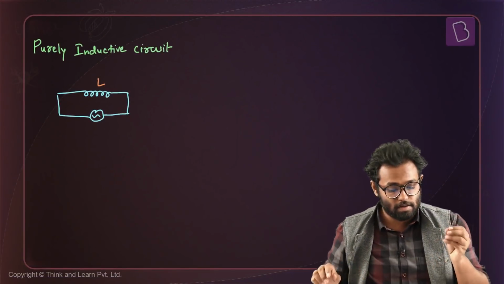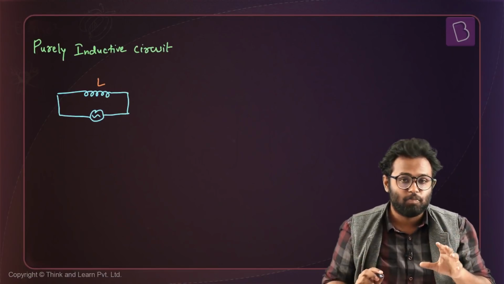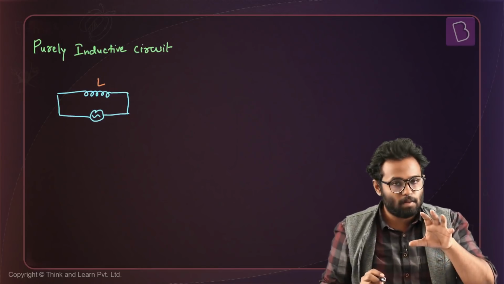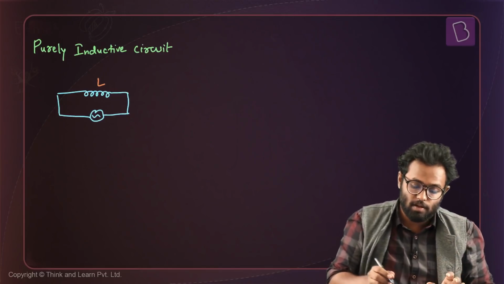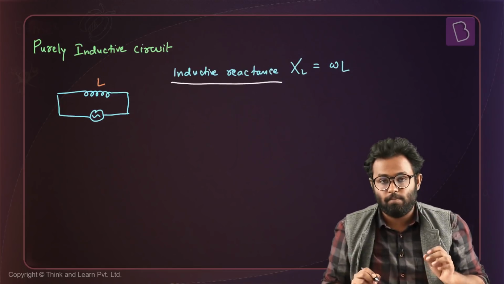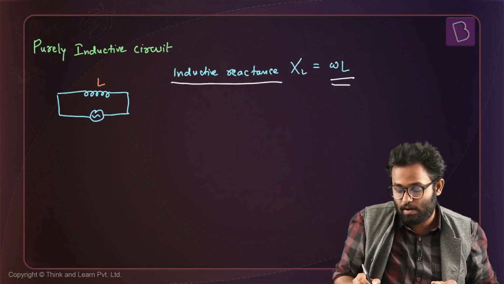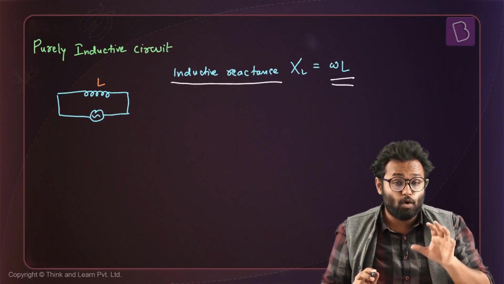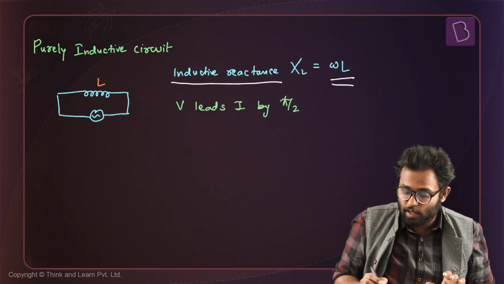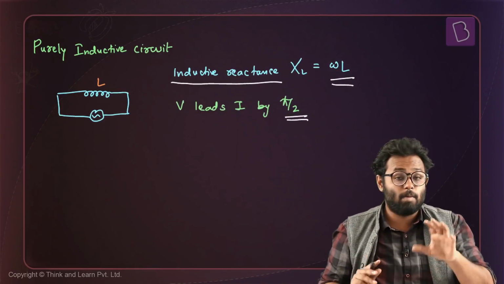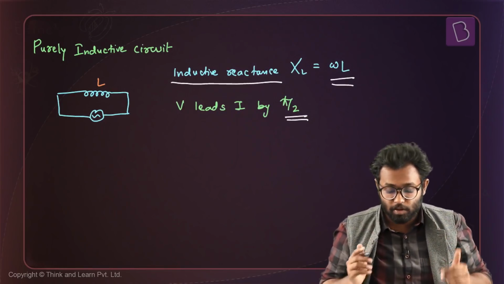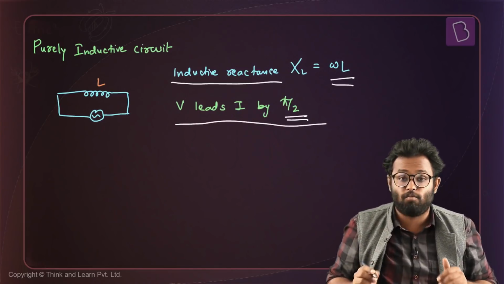The next thing that we see is a purely inductive circuit. So now this is a circuit in which you just have an inductor and an EMF source, an AC source, right? Now in this kind of circuit, there is still some hindrance provided to the current, and that hindrance is called inductive reactance, XL, which is given by omega times L, where L is the inductance of that inductor. All right. In this kind of circuit, the voltage leads the current by a phase of pi by 2. Remember that in a resistive circuit, the voltage and current both were in phase. Here the voltage leads current by a phase of pi by 2.